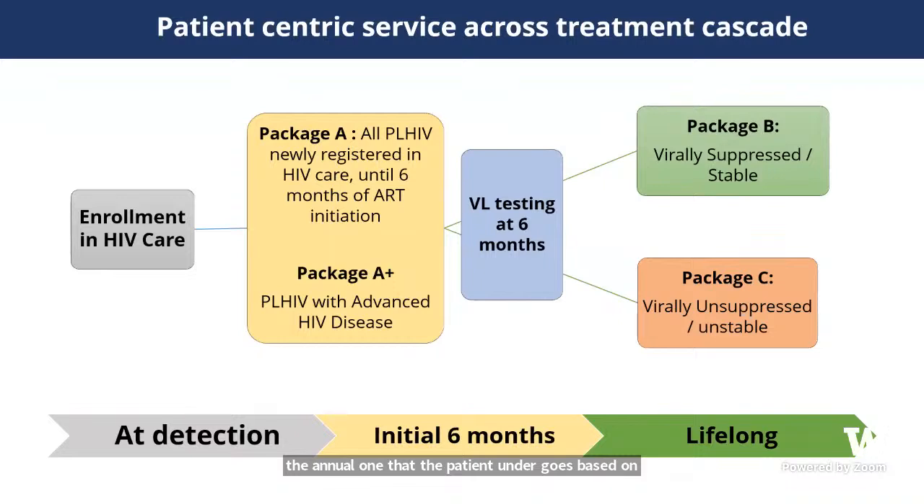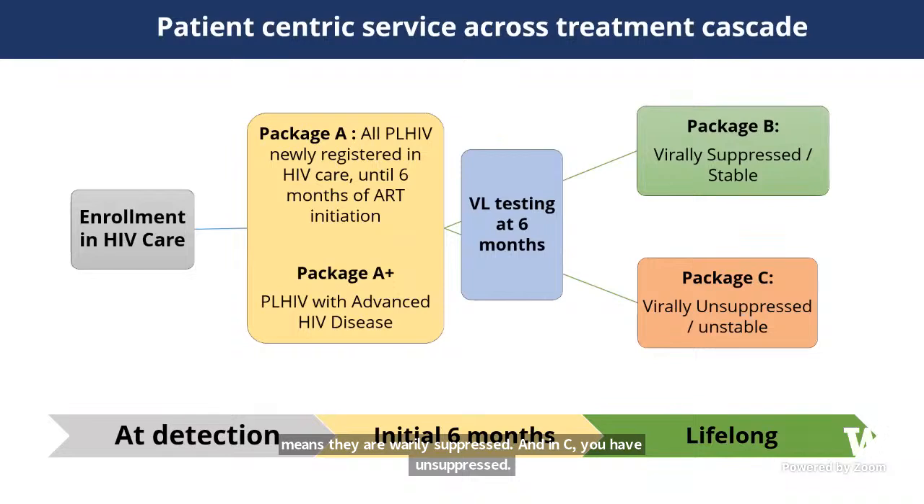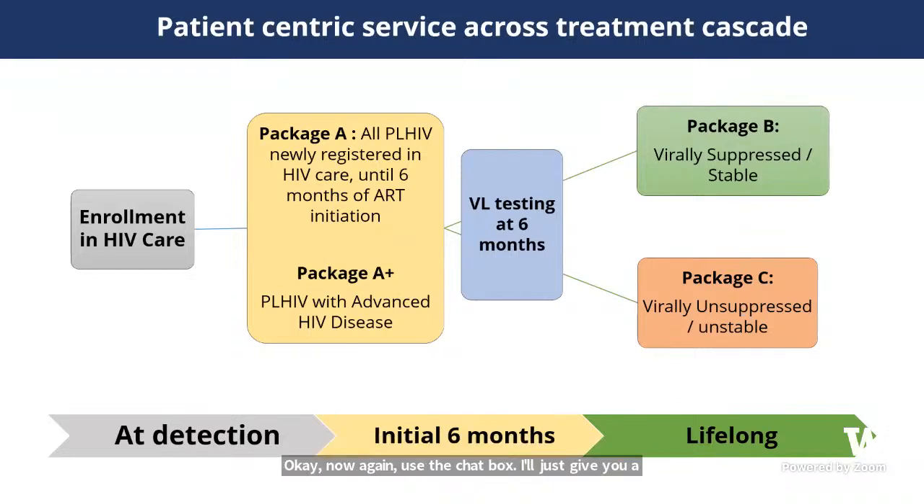In the B category, you have all stable patients. That means they are virally suppressed. And in C, you have unsuppressed. Okay. Now, again, use the chat box. I'll just give you a couple of instances. And you have to just say in which package of care. So you have to just say B, C, or D.